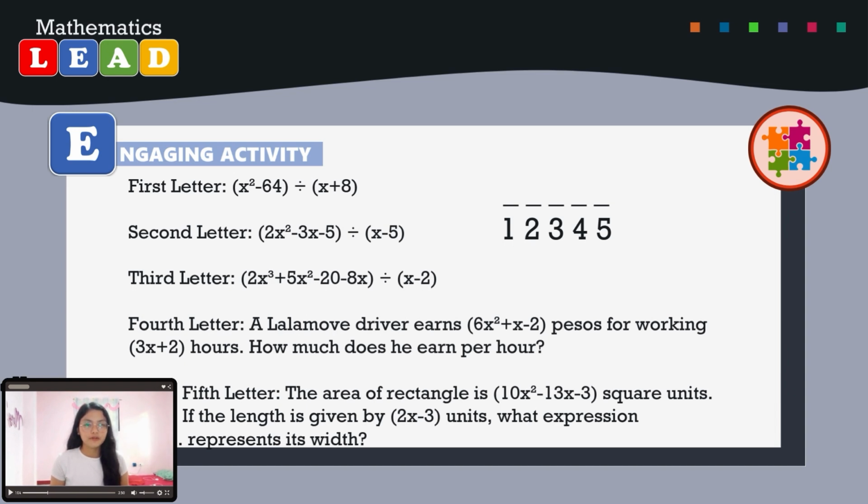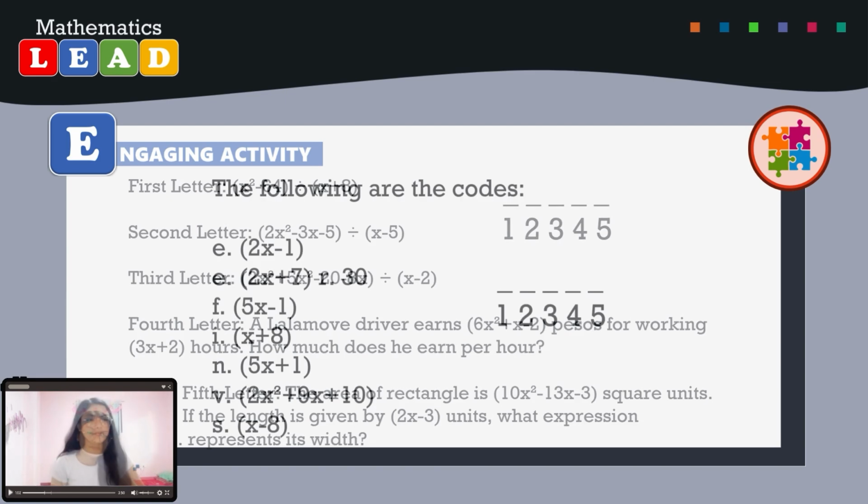For the first letter, we have x squared minus 64 divided by x plus 8. For our second letter, we have 2x cubed minus 3x minus 5 divided by x minus 5. For our third letter, we have 2x cubed plus 5x squared minus 20 minus 8x divided by x minus 2. And for our fourth letter, a Lalamove driver earns 6x squared plus x minus 2 pesos for working 3x plus 2 hours. How much does he earn?